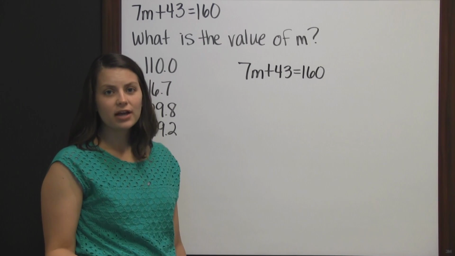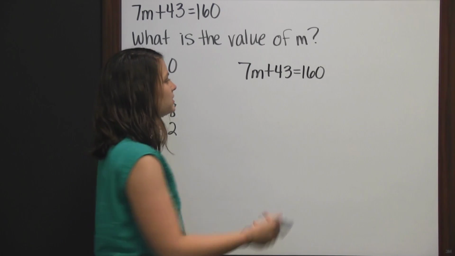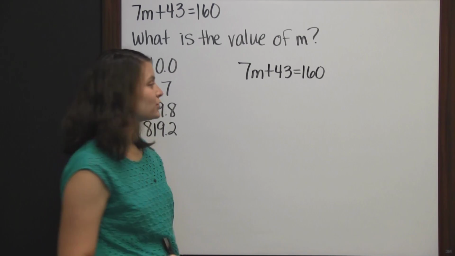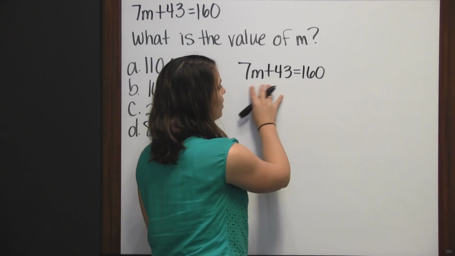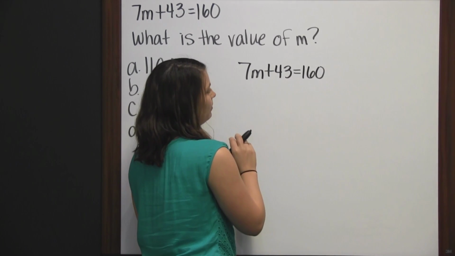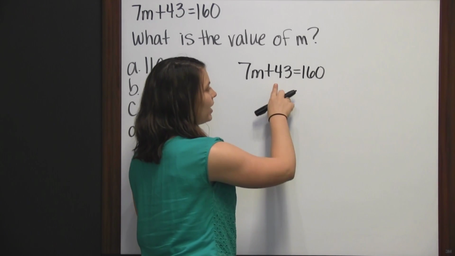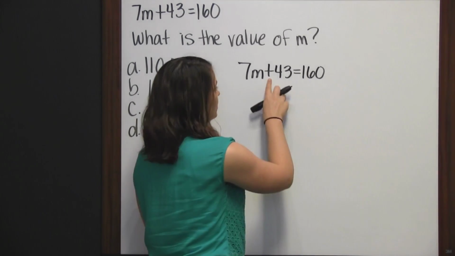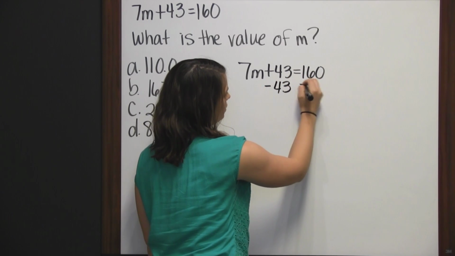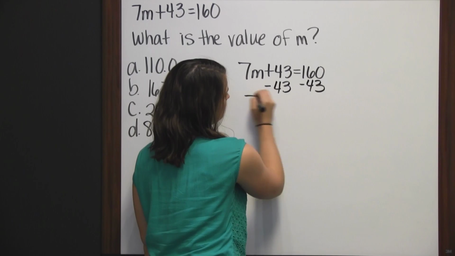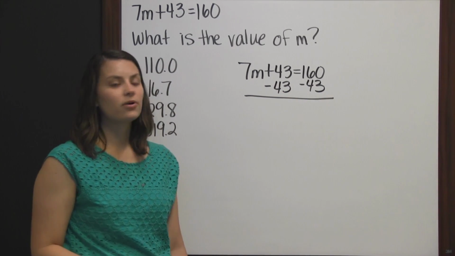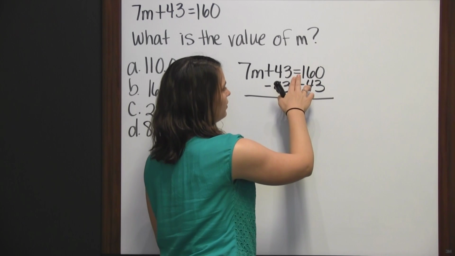And we could guess and check numbers until we found a number that would satisfy this equation. But there's a much easier and more direct way. And that is to undo the operations that are done to our variable m. We're going to start by undoing the addition of 43. So we're going to subtract 43 from both sides. And as long as we do that to both sides, we keep our equation equal and balanced.